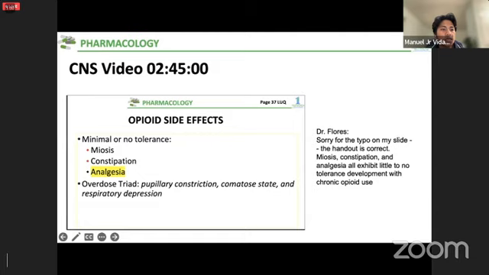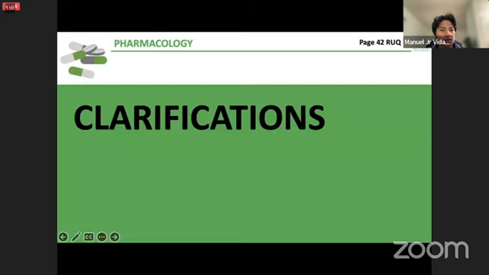So please correct that also. In the CNS video, the timestamp would be 245. Some of the opioid side effects would include meiosis, constipation, and convulsions in the previous version. So please correct this one. It should be analgesia. So they all exhibit little to no tolerance development with chronic opioid use. So those are all the corrections that we have for our main handout. We will be addressing corrections and updating the handouts accordingly as you guys study for the boards.